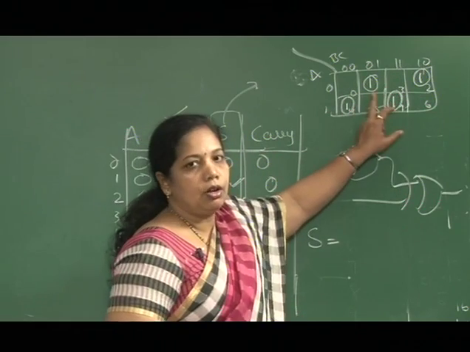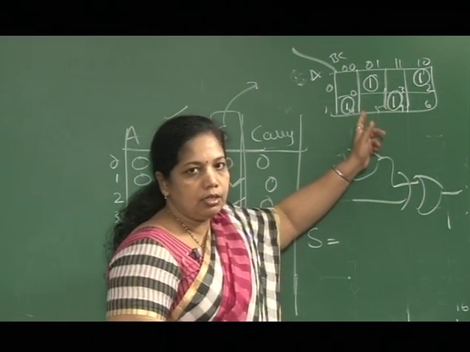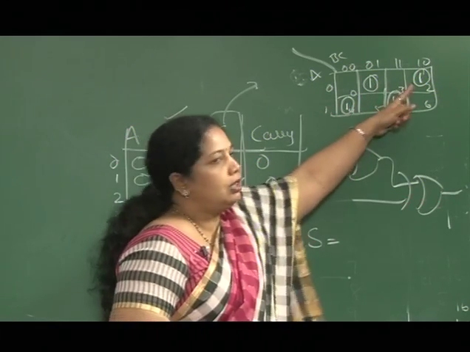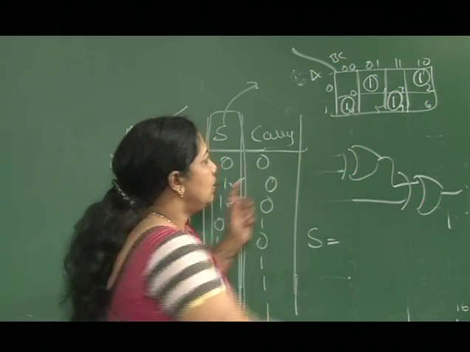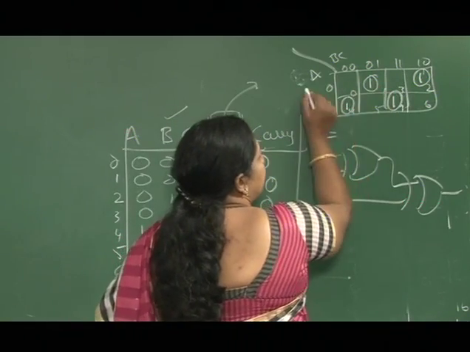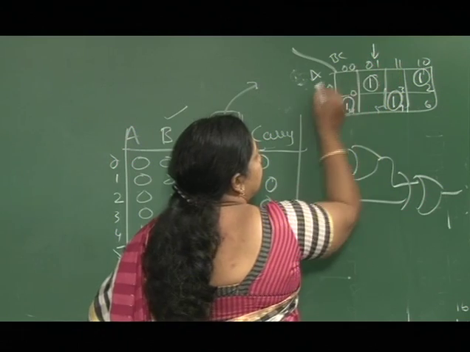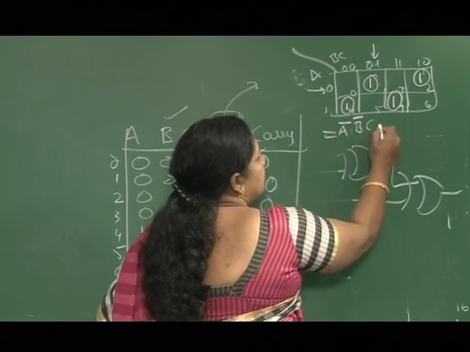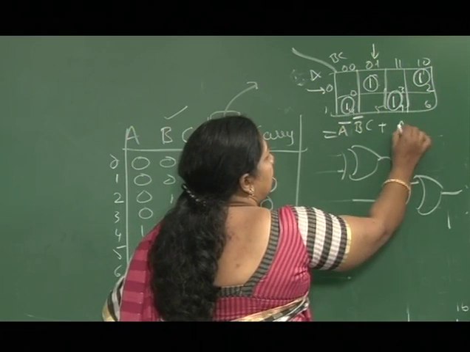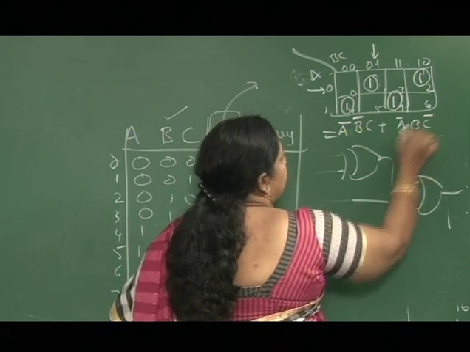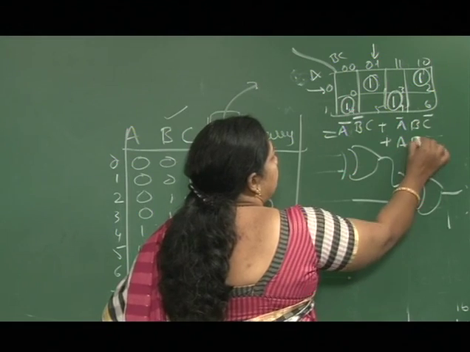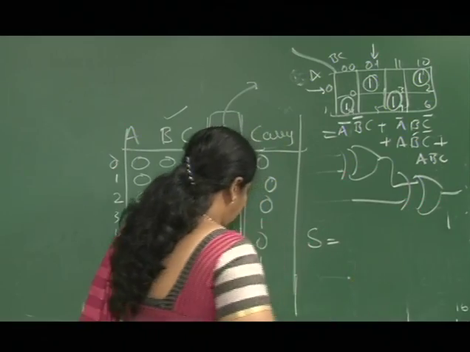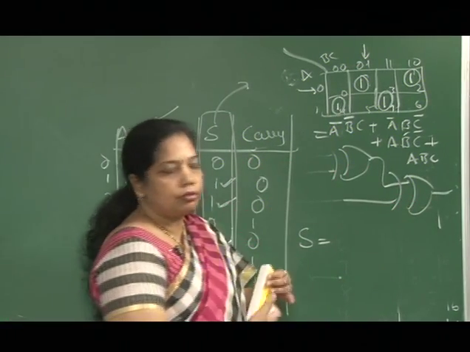Since they are not adjacent, I can't group them. So each will be a single term. Finally I will end up with 4 terms. So how to write these terms? If you can see here, it is A complement, B complement, C, plus A complement, B, C complement, plus A, B complement, C complement, plus A, B, C. So I will get this equation from this K-map.